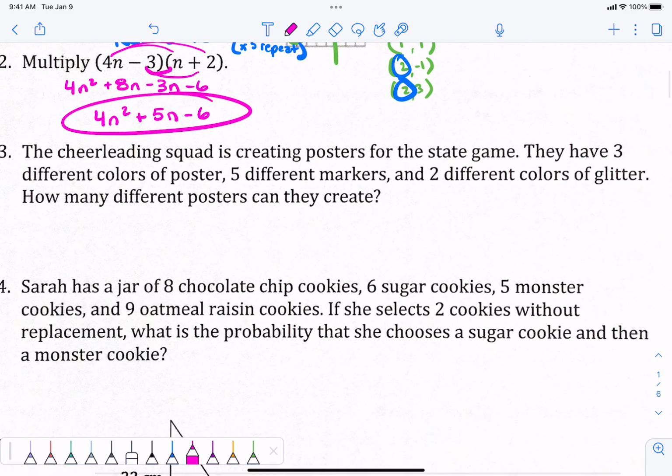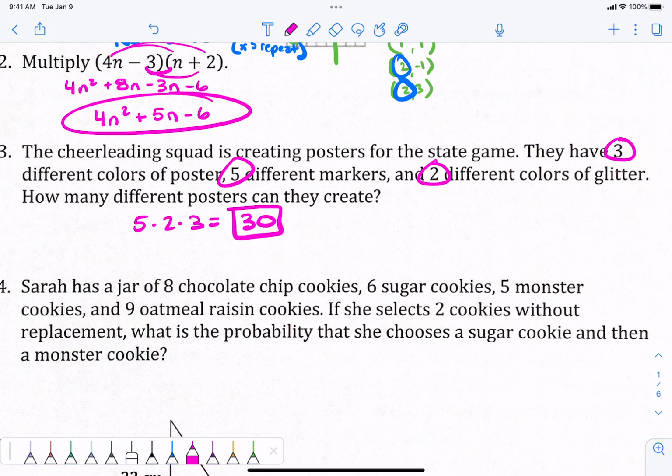Number 3 says the cheerleading squad is creating posters. They have 3 different colors of poster, 5 different markers, and 2 different colors of glitter. How many different poster boards could they make? So maybe they use the blue poster board, the red marker, and the gold glitter. That's one combination. 5 times 2 times 3 will give me 30 different posters that can be made.